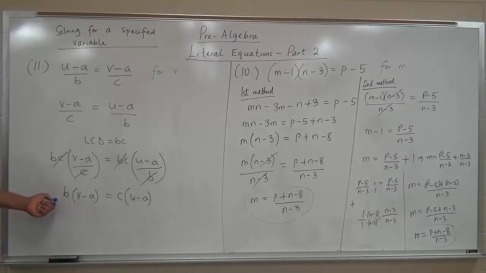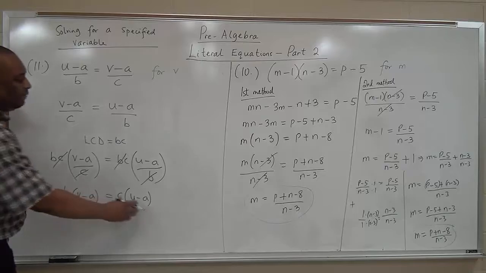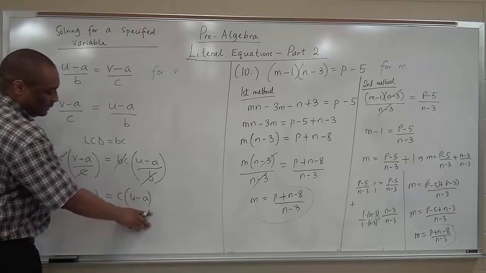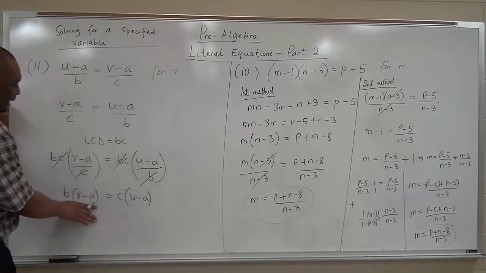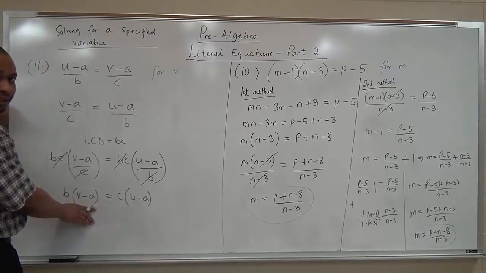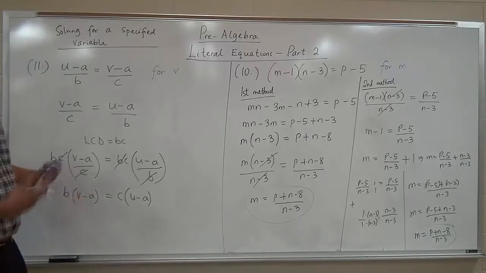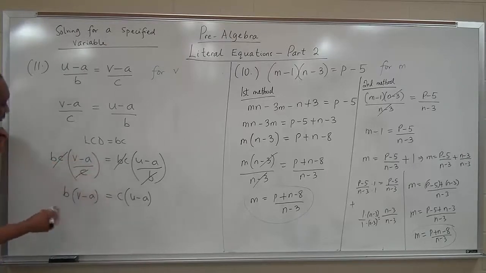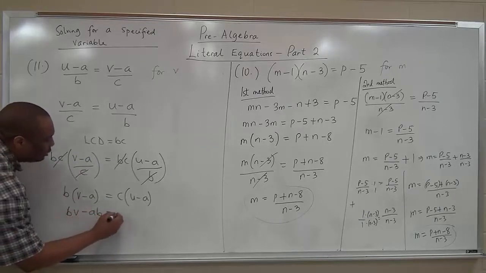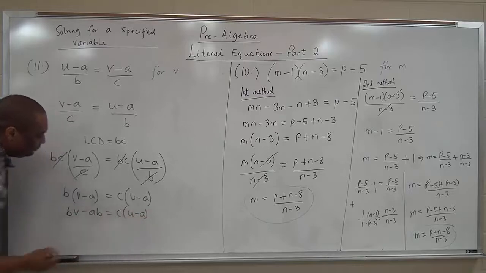And actually what you can do here, so that you don't do things over and over again, is leave this as it is, because we always want our stuff in factored form. We can leave this as it is, but we can go ahead and distribute this. Now there are several methods you can use to solve this. Now this will be BV minus AB equal to C(U minus A).